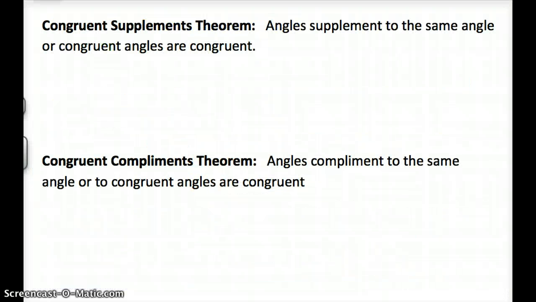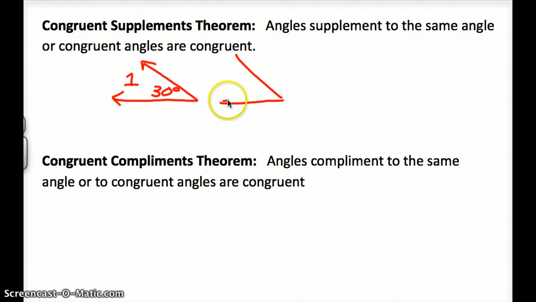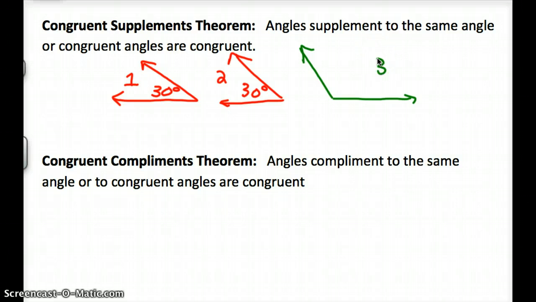Our next theorem is the congruent supplement theorem. Angles supplement to the same angle, or congruent angles, are congruent. What this theorem is saying is, if I have angles supplement to the same angle, so this is angle 1, and let's say angle 1 is 30 degrees, and angle 2 is also going to be 30 degrees. And I have an angle 3. 3 is going to be 150 degrees.